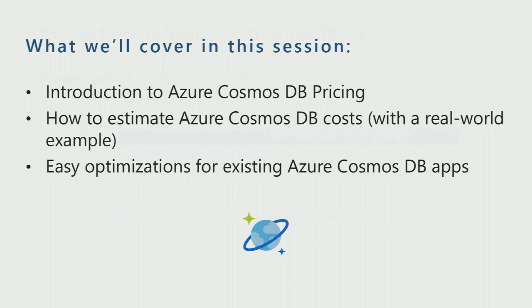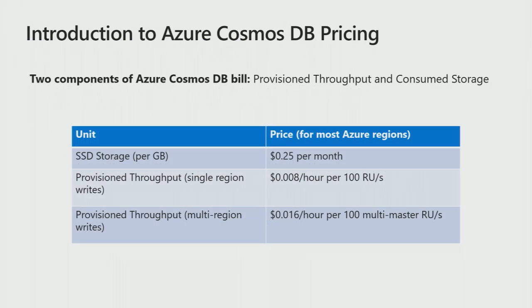So there's two components of your bill in Azure Cosmos DB: the storage you consume and the throughput that you provision. In Cosmos DB, we basically just bill you on consumed storage. So it's really simple. If you start out with a database that has 0 GB of data, your bill for storage is essentially 0. And as you add more data in, we just bill you automatically. For most regions, it's 25 cents per gigabyte per month. So as a Cosmos DB developer, you don't even have to think about how much data you're storing at all.